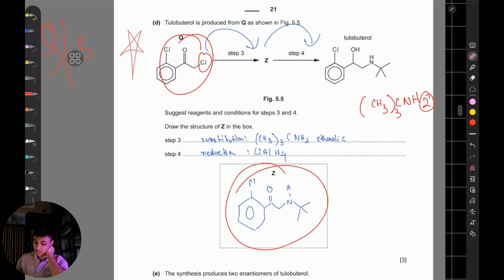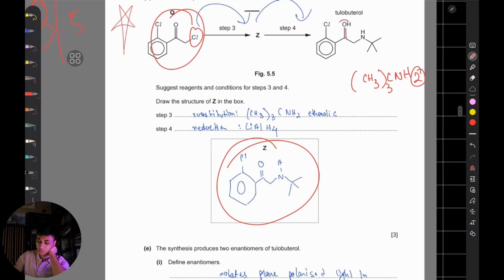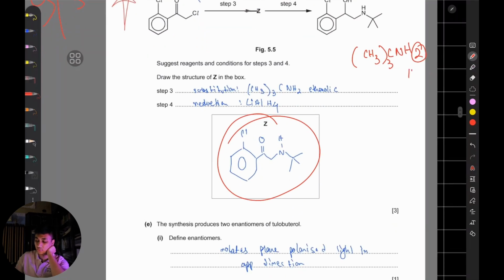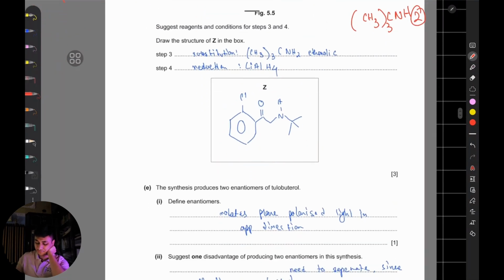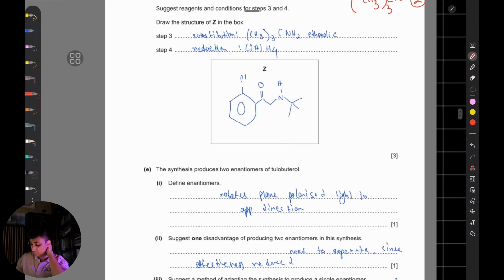Basically, as mentioned, it is going to have a double bond over here. It's going to have a double bond over here as per this, and only the Cl atom is leaving the structure along with one of the hydrogen atoms. Fair enough. E, the synthesis produces 2 enantiomers of tolubuterol.